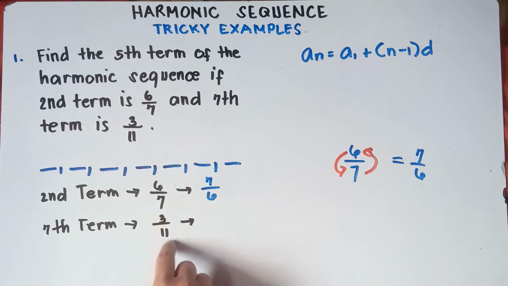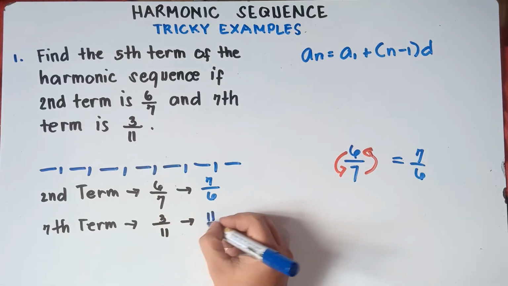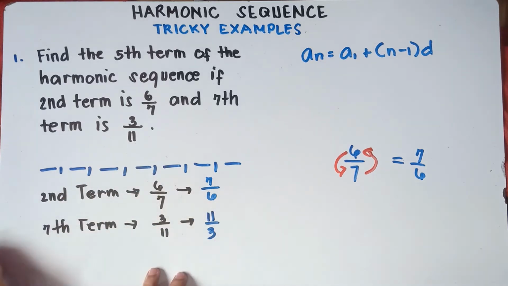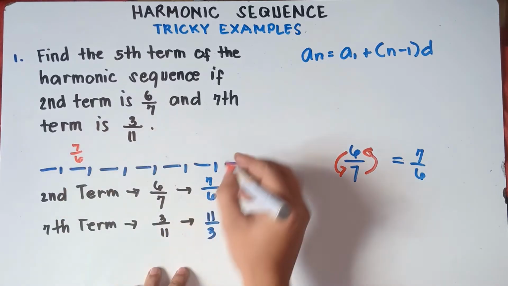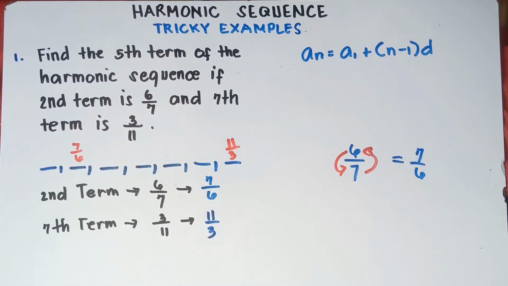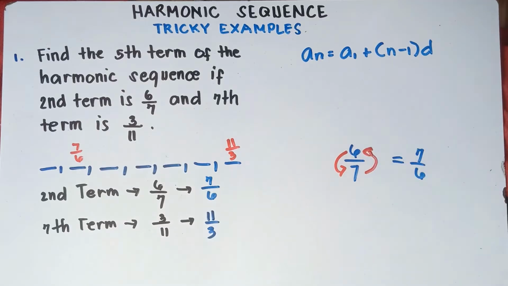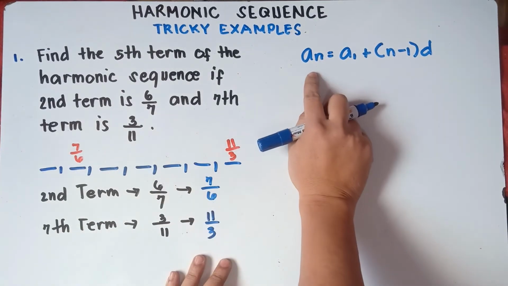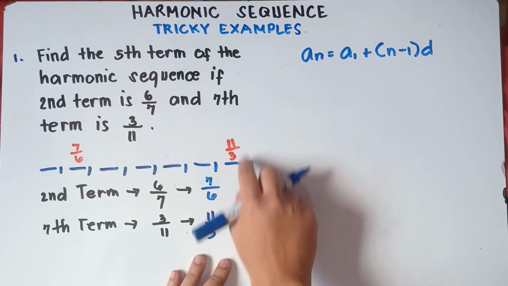For 3/11, just get the reciprocal of the 7th term. This will be 11/3, and this will be the arithmetic sequence. Let me label this. The second term is 7/6 and the 7th term is 11/3. Once you get the reciprocal of this harmonic sequence, you can now find the common difference. So a sub n will be the last term. 11/3 is our last term, the 7th term.